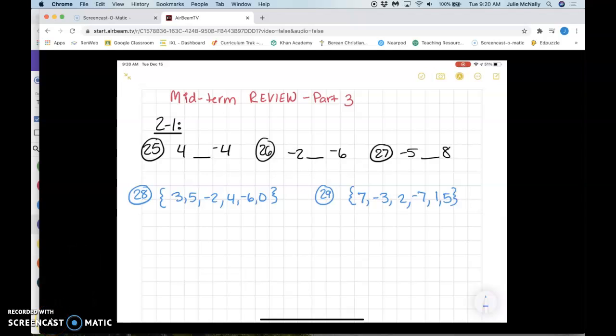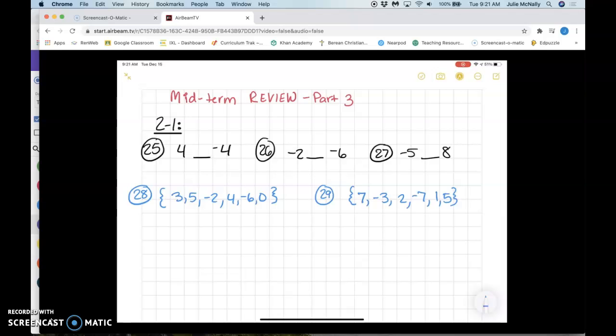Okay, so today we're finishing this review packet, and we're on section 2-1. The first three problems we are writing greater than, less than, or equal to. So we are comparing integers. Integers are what? A whole number. Yes. Positive, negative, or zero. Good, Holden. Yes. So we're just comparing integers.